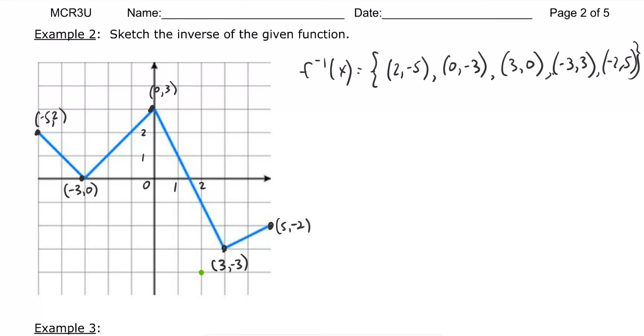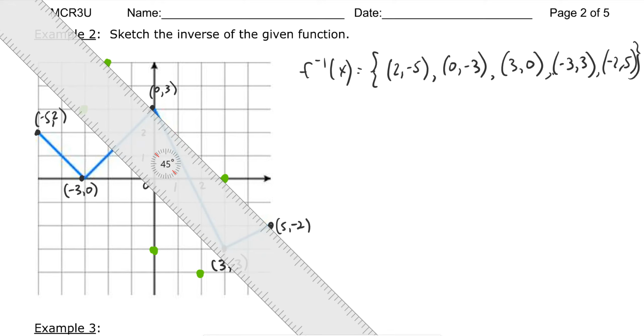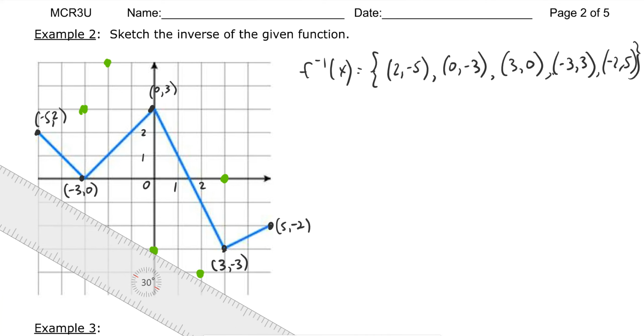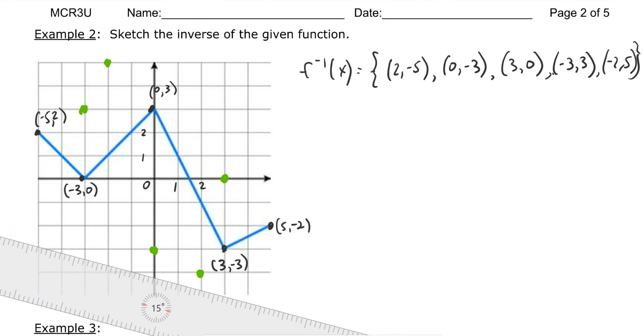So (2, -5), (0, -3), (3, 0), (-3, 3), (-2, 5). Okay. Now it's just a matter of drawing the connections properly to make it look like it's been reflected. So (2, -5).